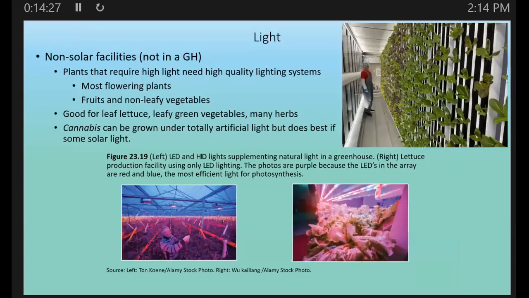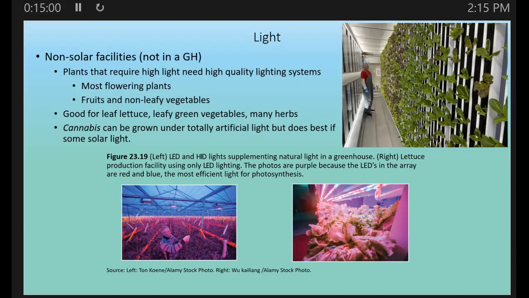Let's see. So if you go totally indoors, they often say non-solar facilities, that just means you're totally indoors, you don't have any access to sunlight. Generally, they say you need high light intensities in those conditions and good quality light, especially if you are trying to get that plant to flower. That's one of your goals. Sometimes you're just growing plants for flowers, for the cut flower industry, or just for landscaping. Sometimes you want, of course, to get it all the way to fruits.